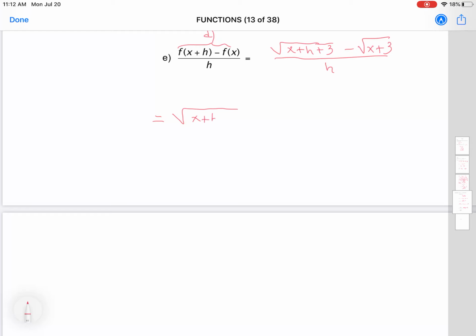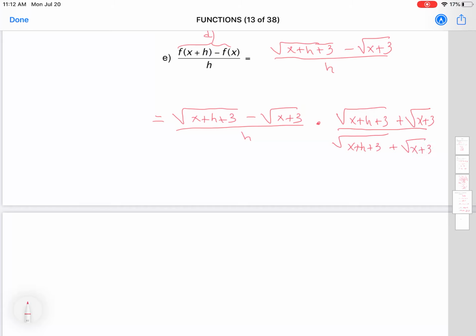And the answer is yes, if you are thinking along the lines of the conjugate. Yes. So we are going to multiply top and bottom by the conjugate of the numerator, root of x plus h plus 3 plus the root of x plus 3, and I'll do the very same thing in the bottom. Okay, so what's that equal to?